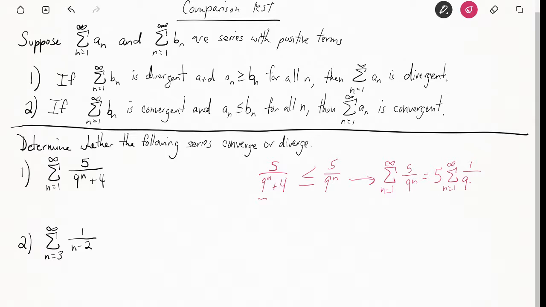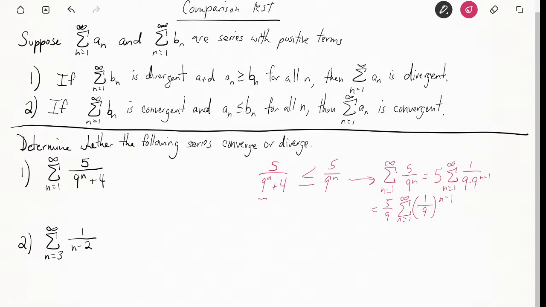So this one, maybe this might ring a bell if I write it this way. 5 times 9 to the n minus 1. Geometric, yeah, that's right. That's what we're looking for. So this is a geometric series. We can pull that 5/9 out in front. n equals 1 to infinity. And this is 1/9 to the n minus 1.